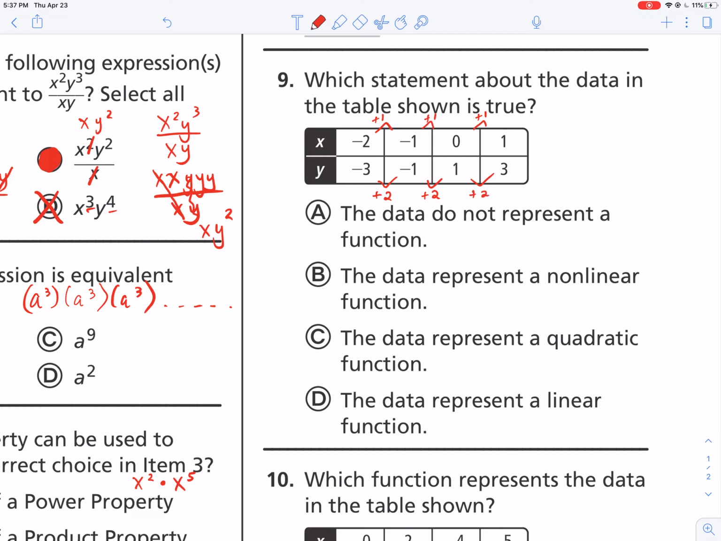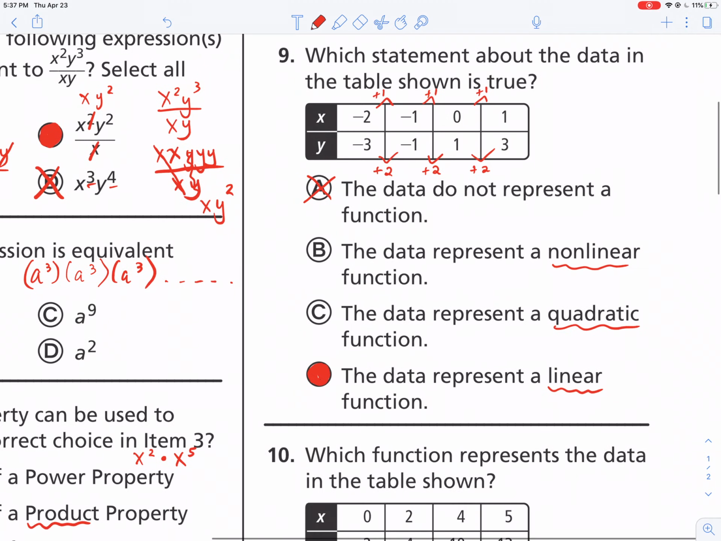So in this case, we see that they are the same every single time. So yes, it's a function, so it's not going to be that one. Is it a nonlinear function, a quadratic function, or a linear function? Well, if it was quadratic, it would increase more. We haven't really talked a whole lot about those. But linear function is going to be the one we're going to go with because we have a constant slope, or a constant rate of change of 2.